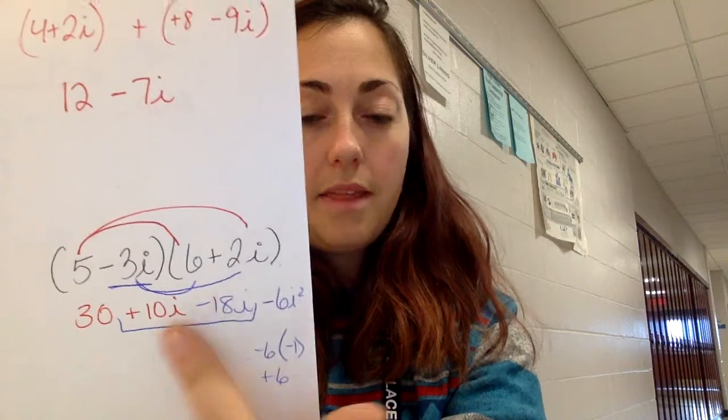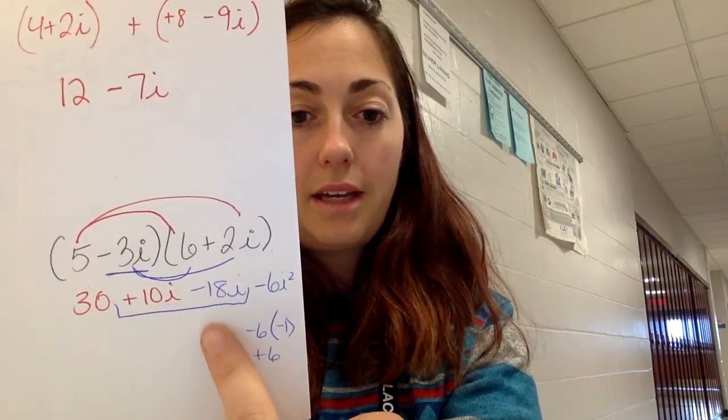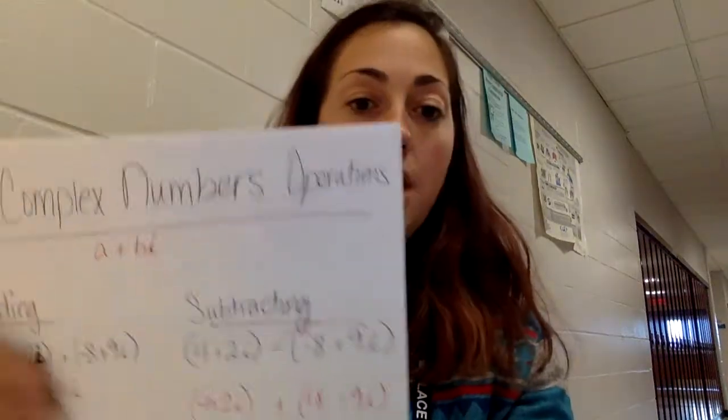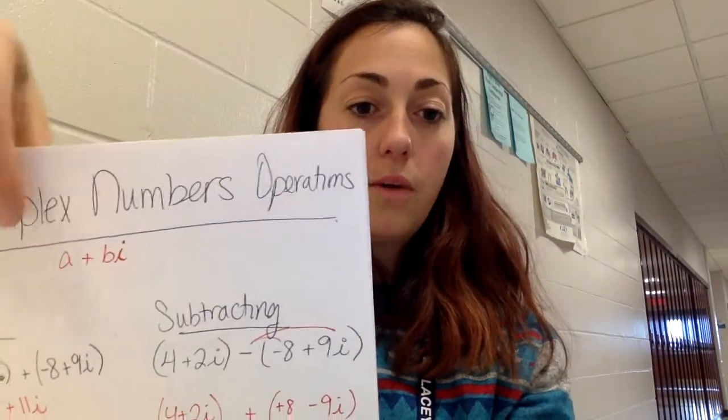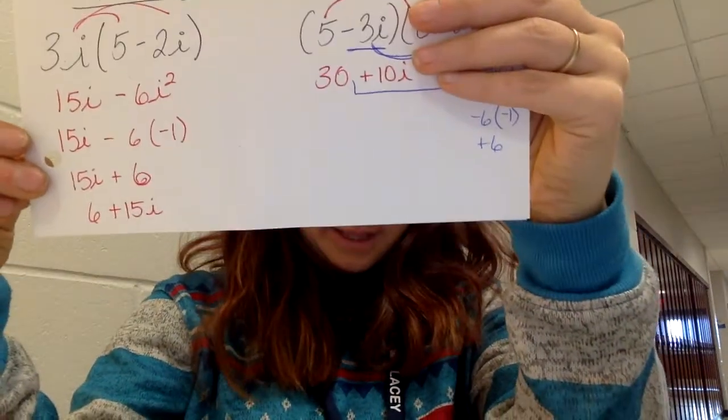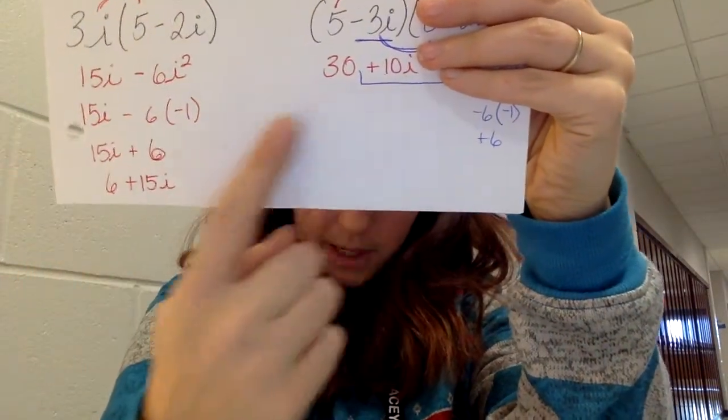What's that? And then I have 10i and -18i. What's that? So notice you're back to the two terms, which you need a plus bi. Which do I need first, just the number or the i? I need the number. So I have 30 plus 6. That's first. 30 plus 6 is 36. And 10i minus 18i is negative 8i.